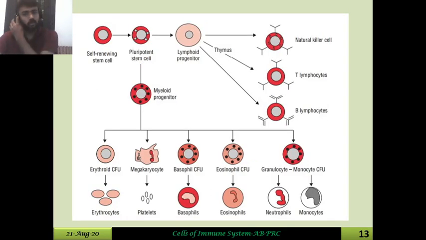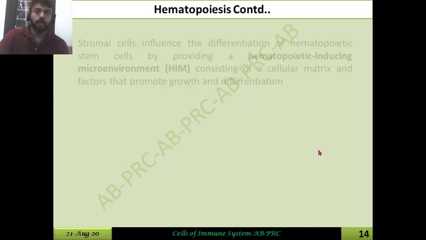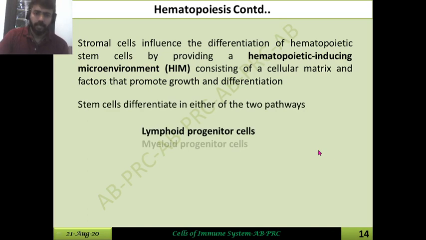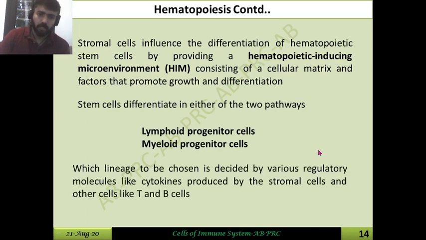This one also will give you the same idea of hematopoiesis. Here you can see the lymphocytes, then all other cells, monocytes, neutrophils, all those things are there. So this is the explanation for the hematopoiesis. I think it's already done.